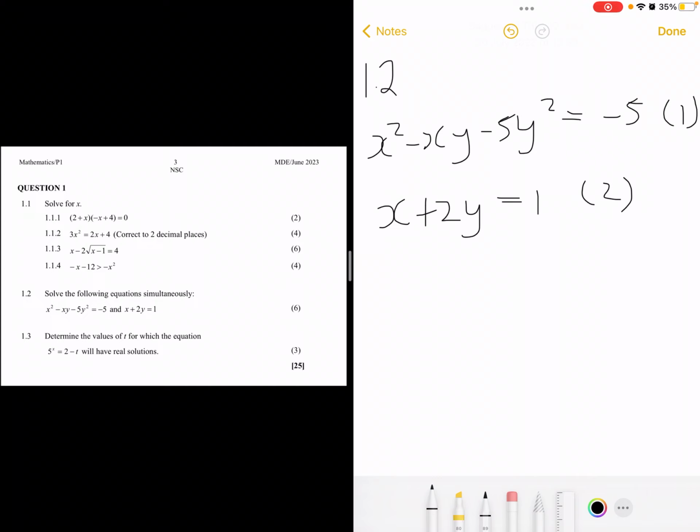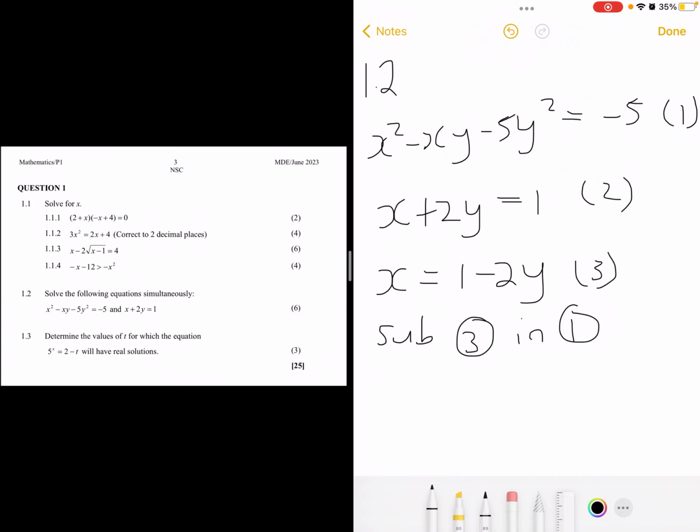Now you want to use the simplest equation, of which comes from equation 2, that is equation of first degree, but you must try and look for the simplest variable, most likely the one with the coefficient of 1, of which here it's x. So we'd like to make x the subject of the formula for equation 2 that gives us our third equation. So here we'll say x is equals to 1 minus 2y, and that's our third equation. Then after getting the third equation, you will then say substitute equation 3 in equation 1.